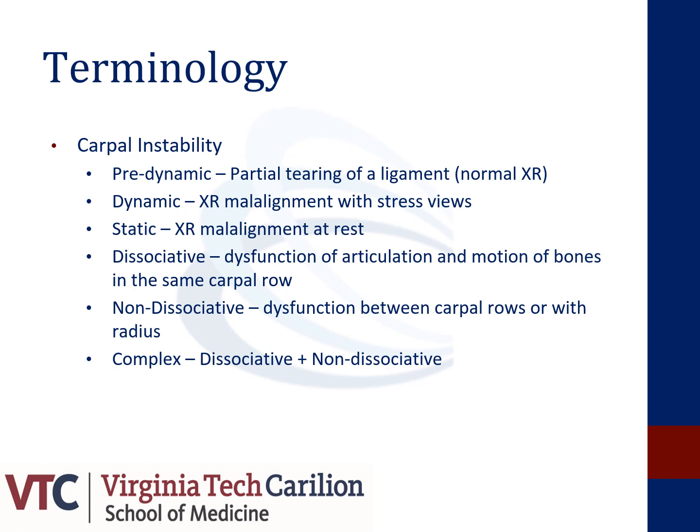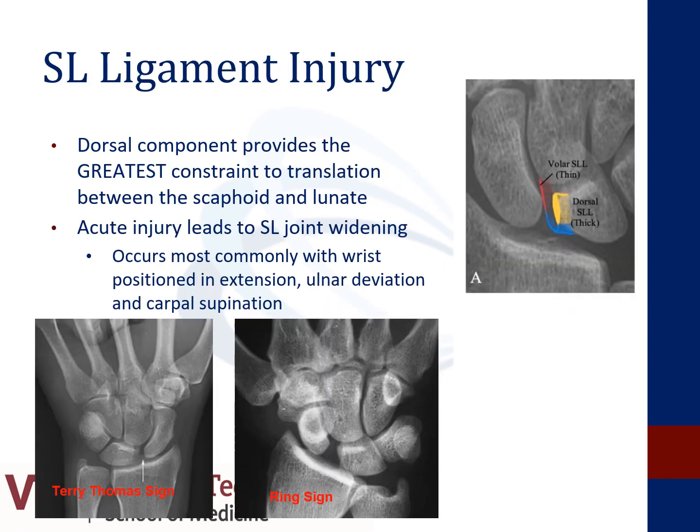Dissociative is a dysfunction of articulation and motion of bones in the same carpal row. Non-dissociative is dysfunction between the carpal rows or between the carpal rows and the radius. And then complex is a combination of dissociative and non-dissociative instability. First, we'll address SL ligament injury. SL ligament injuries most commonly occur with the wrist position in extension and ulnar deviation and the carpus supinated. Remember that with the wrist extended and ulnarly deviated, the scaphoid is in an extended position.